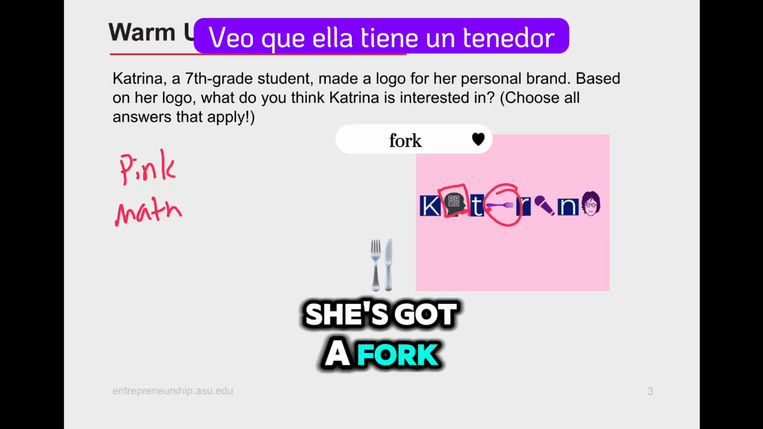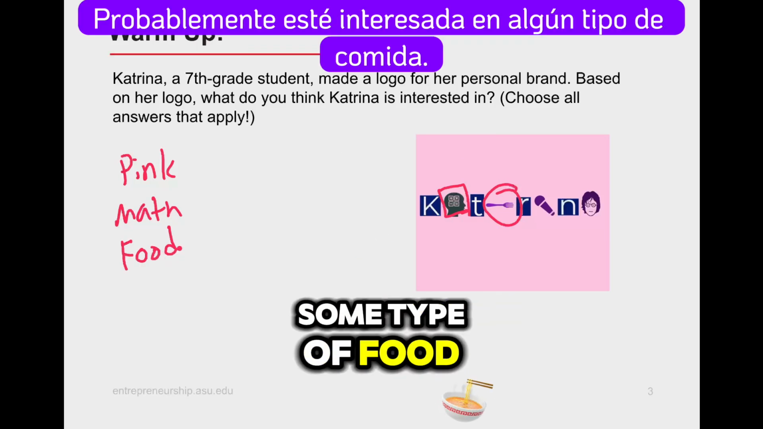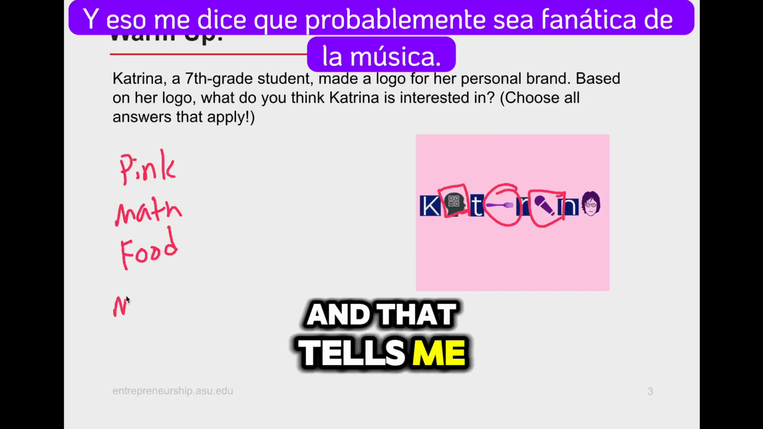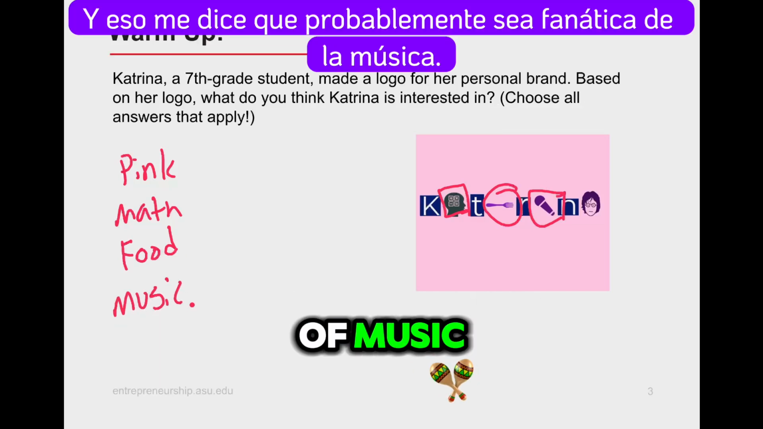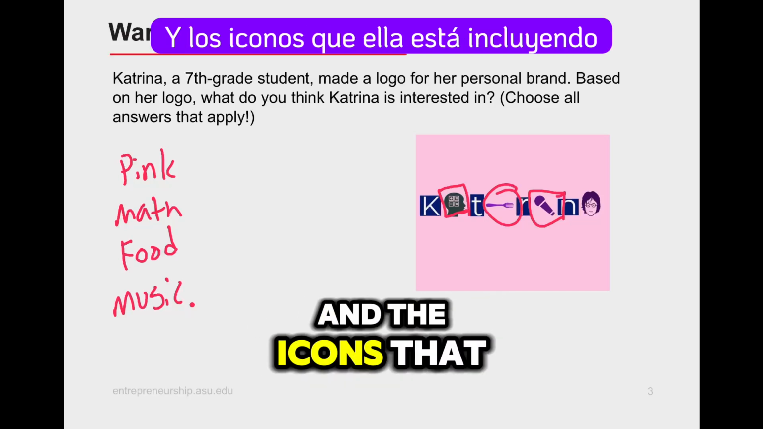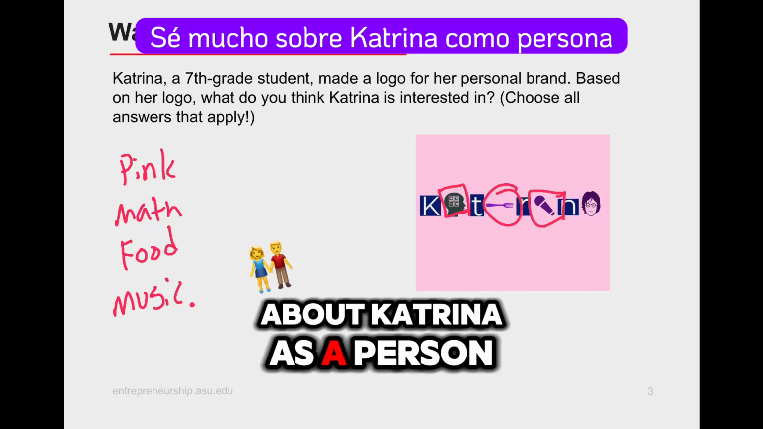I also see that she has a calculator symbol, so maybe she likes math. I see that she's got a fork, so that tells me she's probably interested in some type of food. And then I also see the microphone, and that tells me she's probably a fan of music. So just by looking at this logo, which spells her name, and the icons that she's including, I know a lot about Katrina as a person.